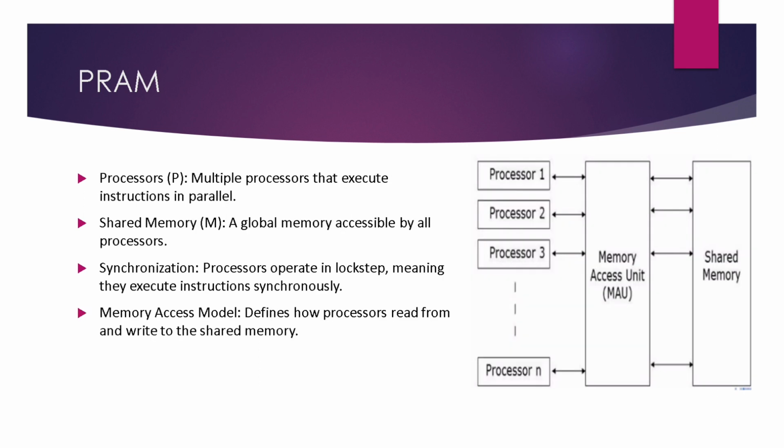So, this is a pictorial representation. Here, multiple processors that execute instructions in parallel are the processors. Then shared memory, which is a global memory accessible by all processors. Processors operate in lockstep, which means that they execute instructions synchronously. And a memory access model, which defines how processors read from and write to the shared memory.